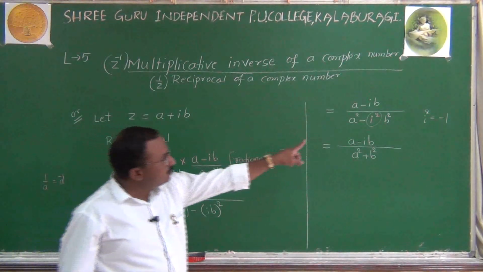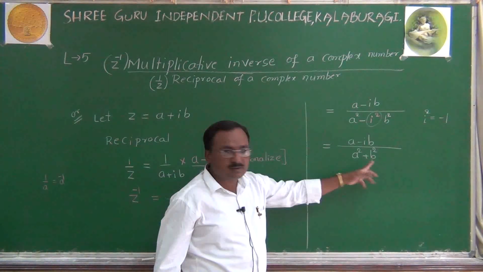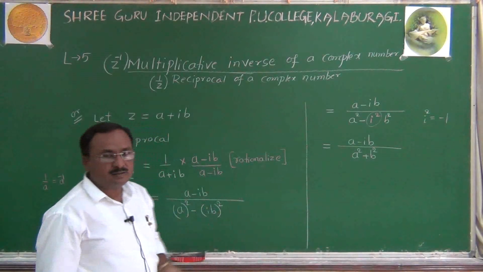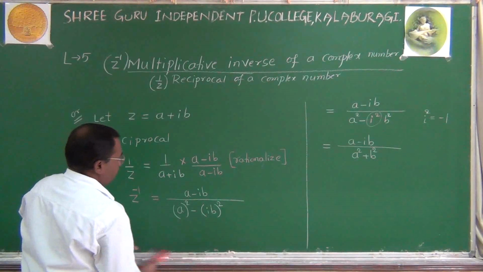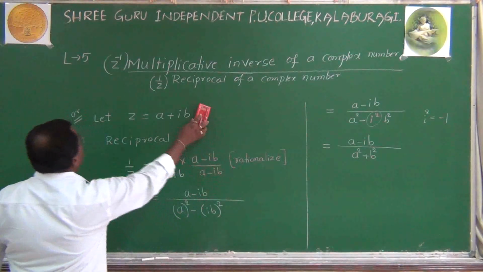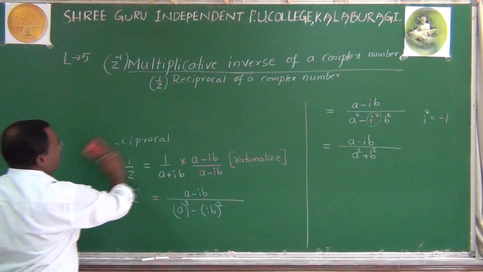I square value is what? Minus 1, minus minus plus. Both answers will be the same. Next, some examples on multiplicative inverse.